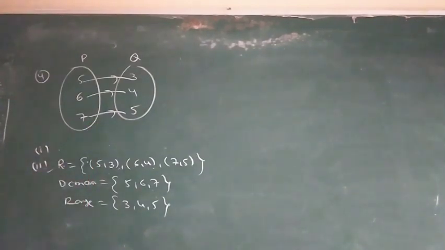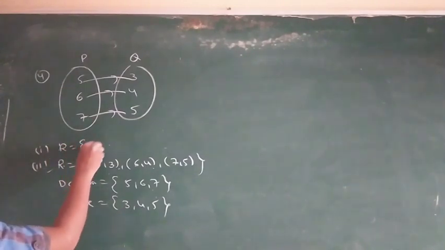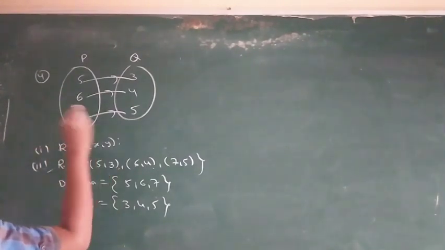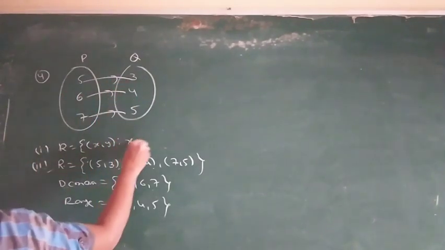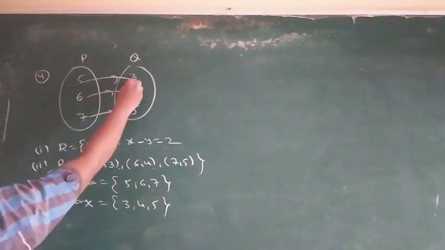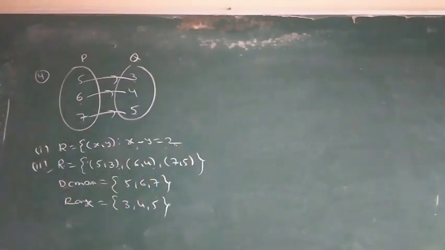So, set builder form. Observe: 5 minus 3 is equal to 2. 6 minus 4 is equal to 2. 7 minus 5 is equal to 2. How to write set builder form? R is equal to the set of all (x, y) such that the difference of two numbers, x minus y, is equal to 2. 5 minus 3, 2. 6 minus 4, 2. 7 minus 5, 2.